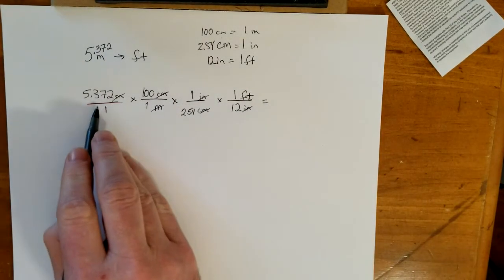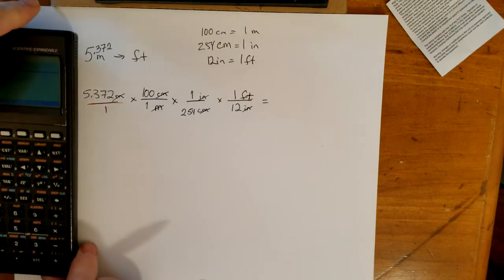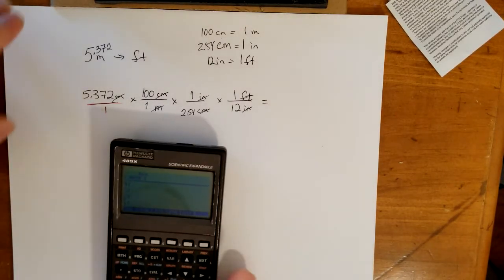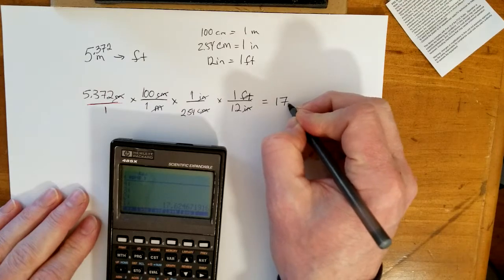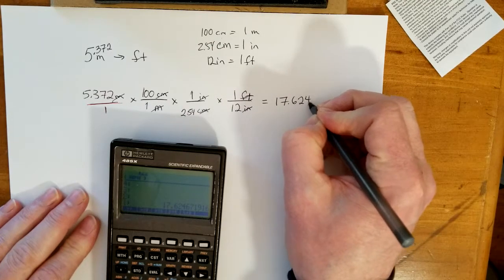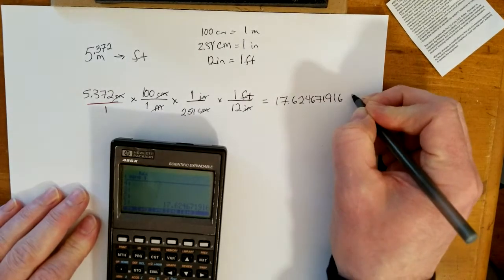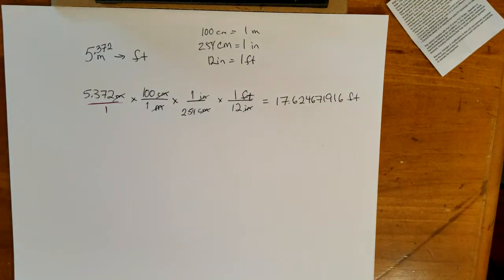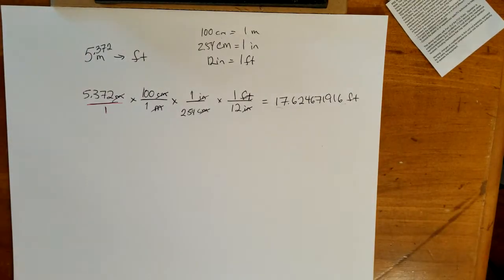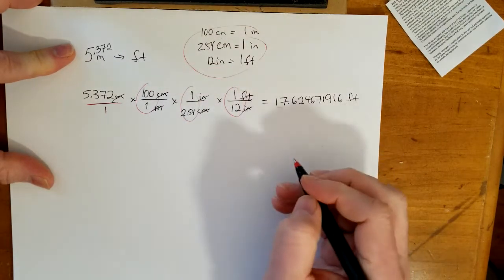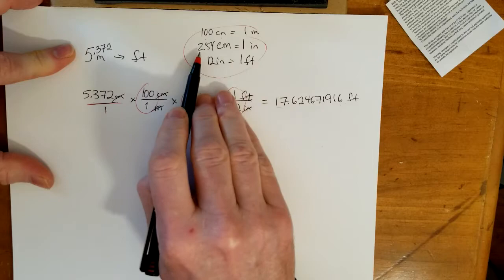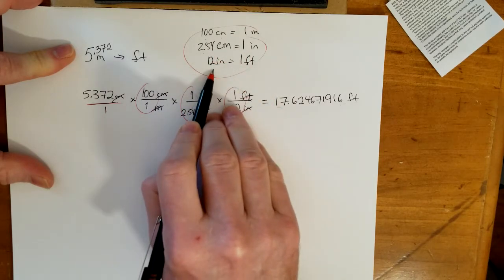And so now it's just a matter of multiplying it out. And also show off the nifty calculator here. So type in 5.372, enter, 100 times 2.54 divided by 12, and I'm left with 17.6246711916 feet. Now, not all of it is significant, so the question is, where do I round off? Well, these right here are all exact. It's exactly 100 centimeters in a meter, exactly 2.54 centimeters in an inch, exactly 12 inches in a foot.